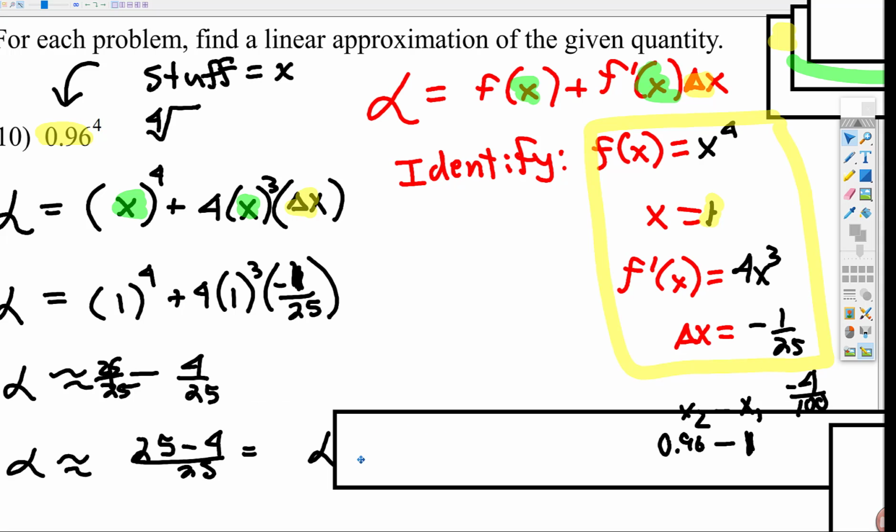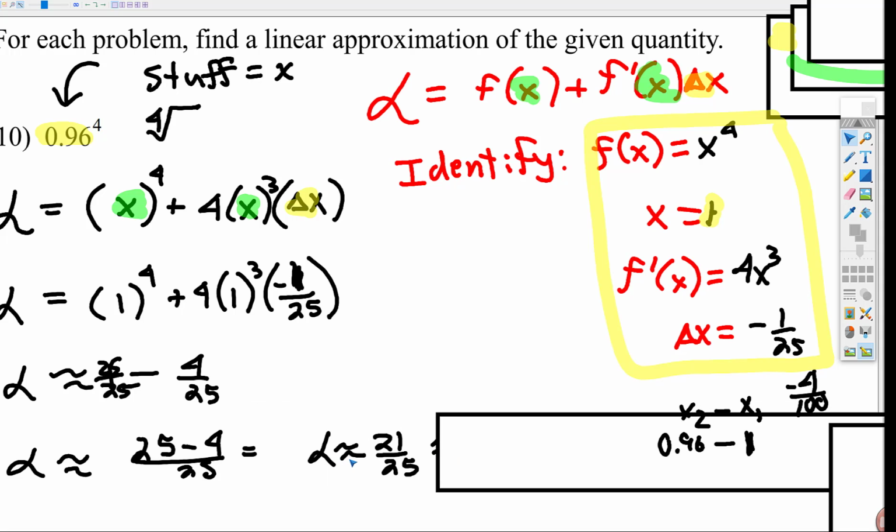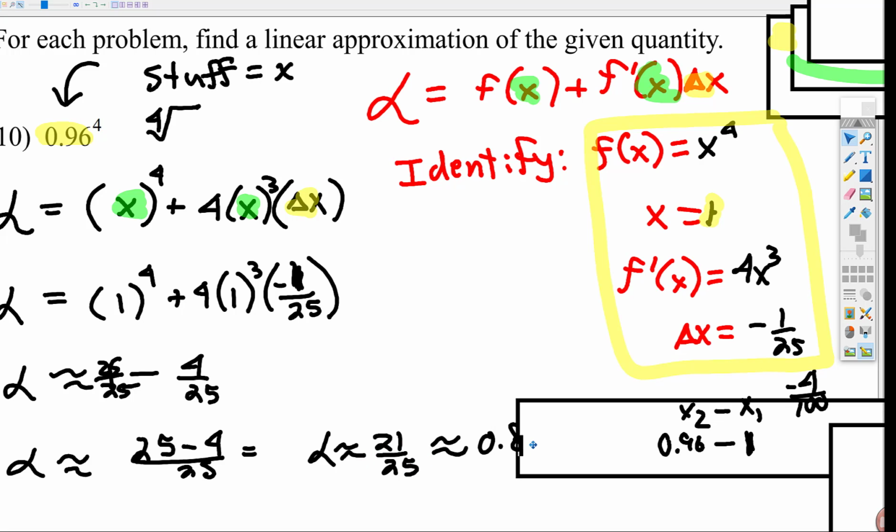So that's what I did there. And so the linear approximation is approximately 21/25, or about 0.84. All right, we'll try another now.